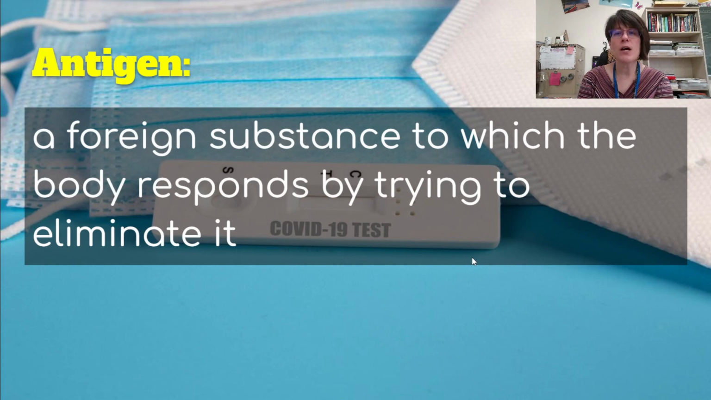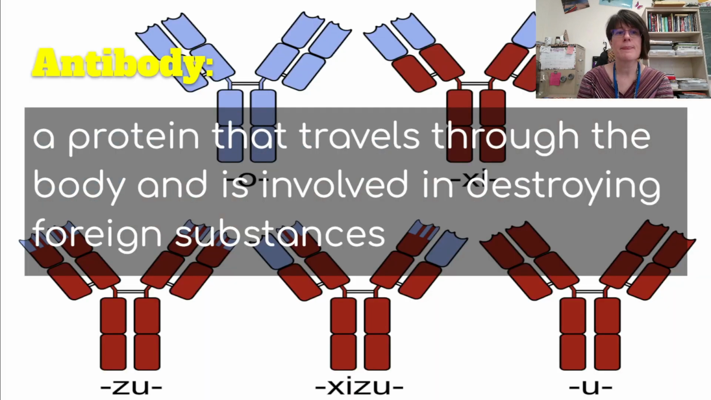So remember our red blood cells that had the antigens on them? Okay, like for blood type A and B and AB. Well, those proteins are on those cells, and those are antigens because the body will recognize them as not belonging to itself. And so other invaders also have these markers on them that your body will recognize, and those are called antigens. An antibody is a protein that travels through the body and is involved in destroying foreign substances.